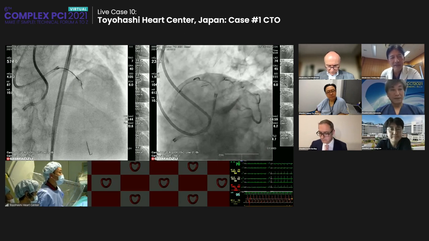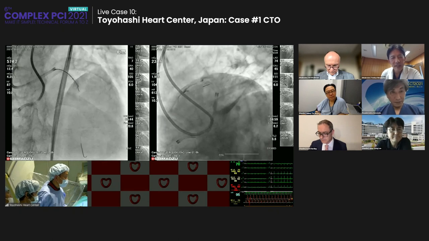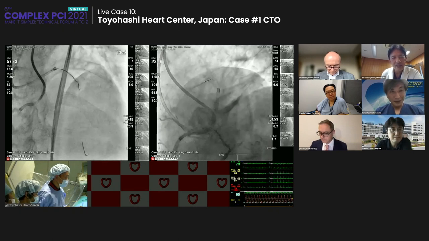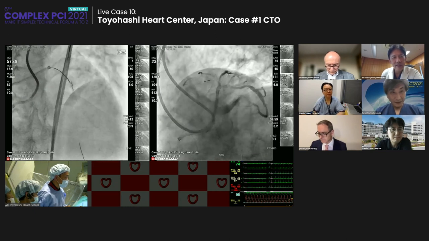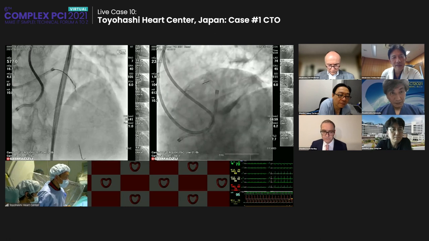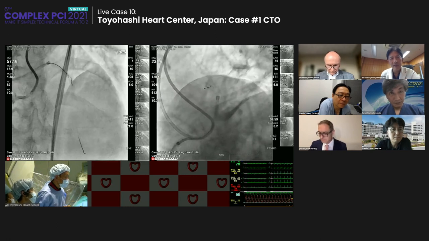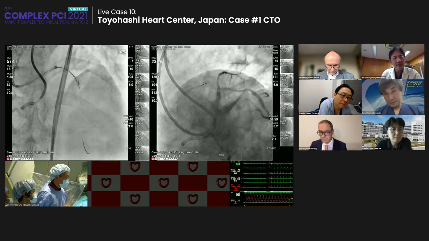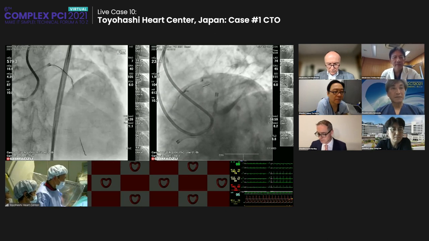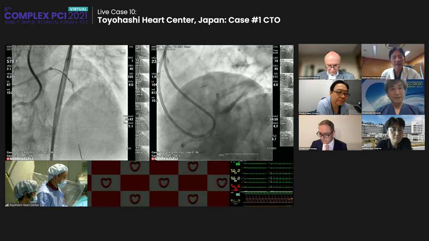Well, sometimes it's very easy to pass. Sometimes it's very difficult. Yeah, after 1.5 balloon dilatation. But I think they usually depend on the channel. If the channel morphology is simple, even after balloon dilatation, selection is not difficult.